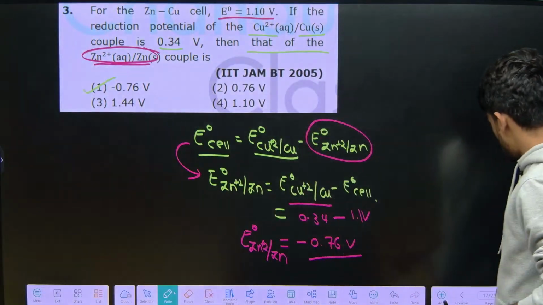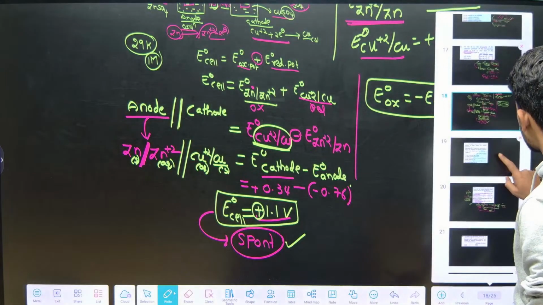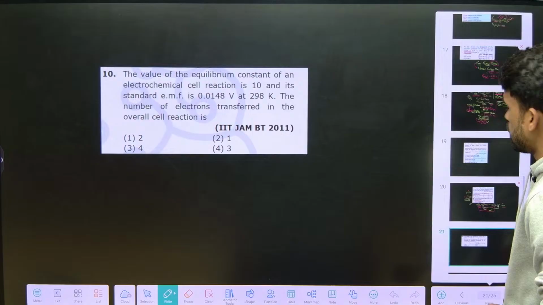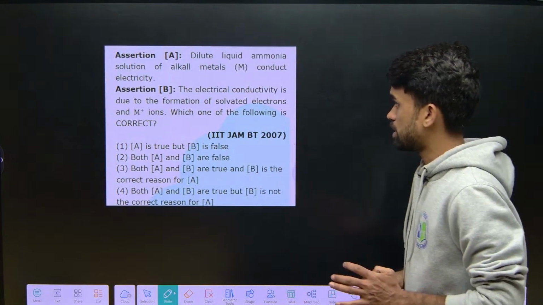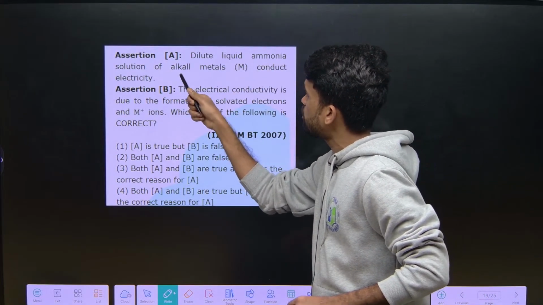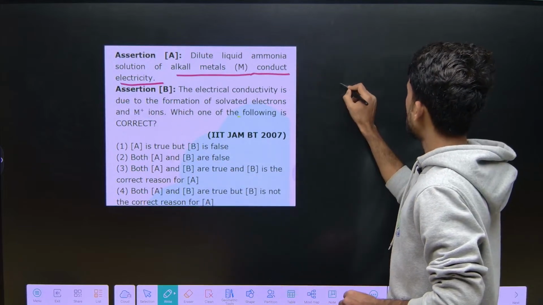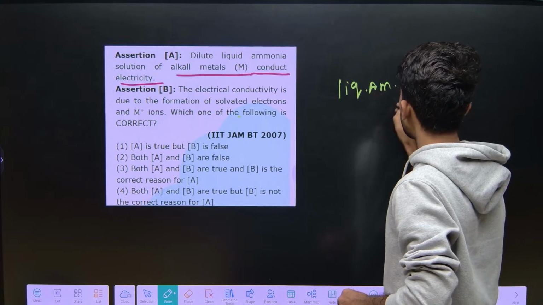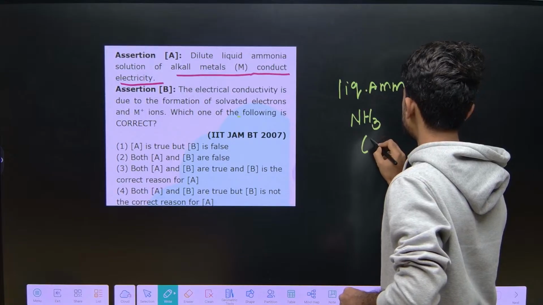After this, we will be discussing a few more questions. Look at this, a different question from our discussion till now. What they are saying is, a dilute liquid ammonia solution of alkali metal conducts electricity. So they have taken liquid ammonia, it means NH3 in the liquid state.